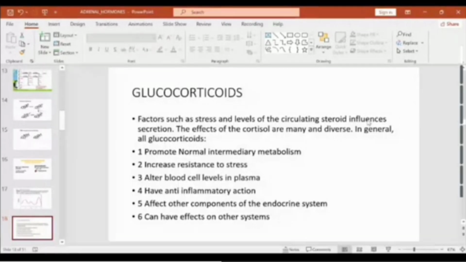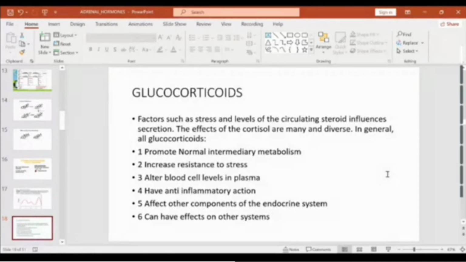Not that it causes us stress, but because once we have stress in our body, and that will include both physical stress and emotional stress, cortisol comes to our rescue. So it rescues us from stress, and for that reason it's called a stress hormone. So it has the following effects. One, it causes the normal metabolism in the body to be operating optimally.